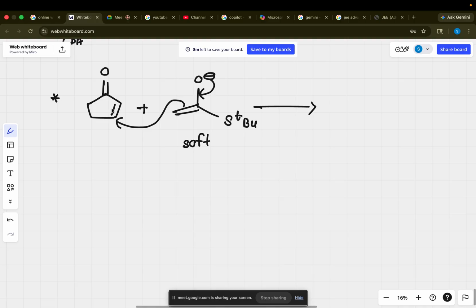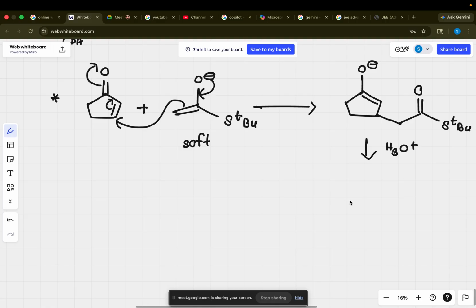And once it attacks here, this double bond will shift to here and this double bond O will break down. So what I am getting, this double bond shifts to here, okay. This double bond O is becoming O minus, okay. Now see what I have. So this you have to attach with here, you are getting double bond O, and here you have tertiary butyl, okay.